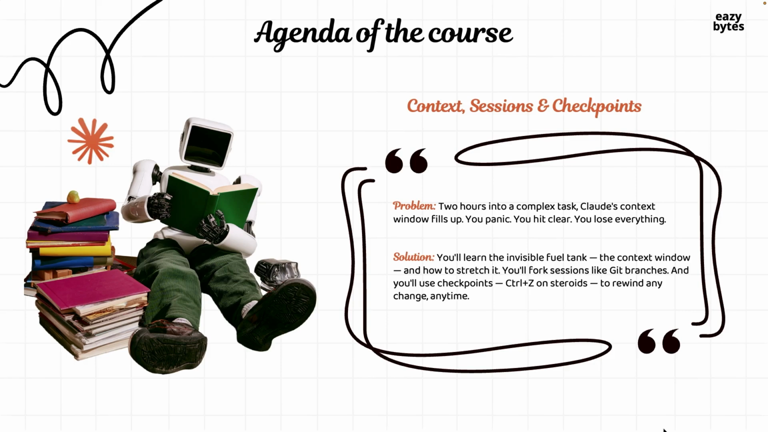Inside this course, we are going to learn about the invisible fuel tank, which is the context window, and how to stretch it based upon our requirements. We are going to explore how to fork existing sessions like Git branches. And most importantly, we will learn how to use checkpoints in Claude Code. Checkpoints are nothing but Control Z on steroids, which help us rewind any changes anytime if you feel Claude Code has done something wrong.